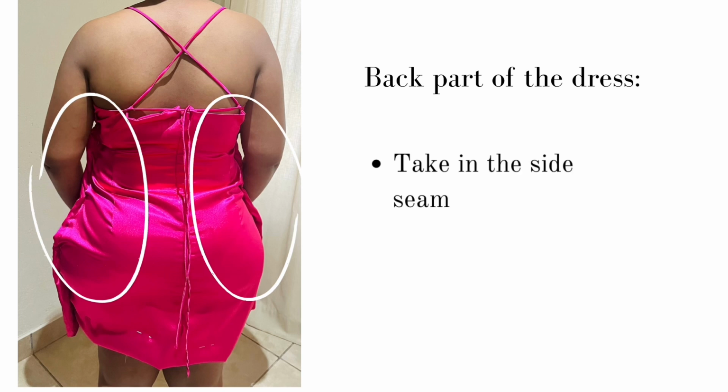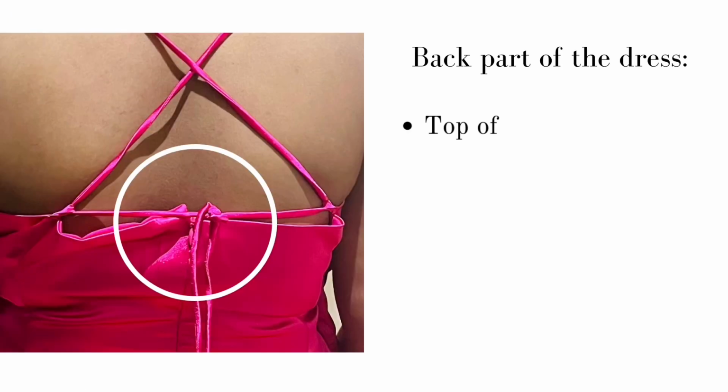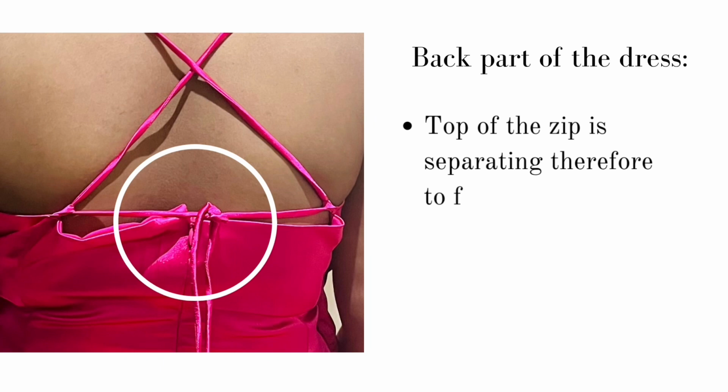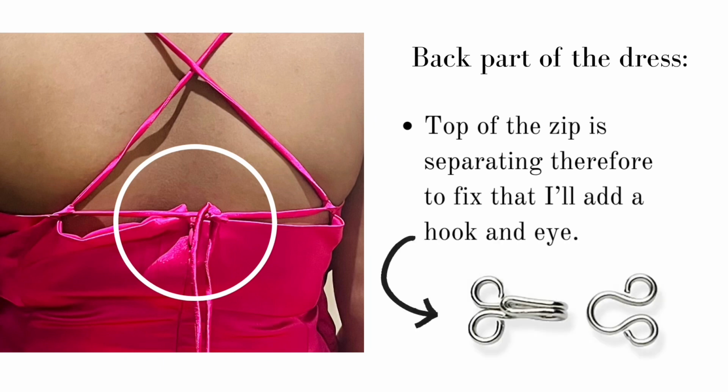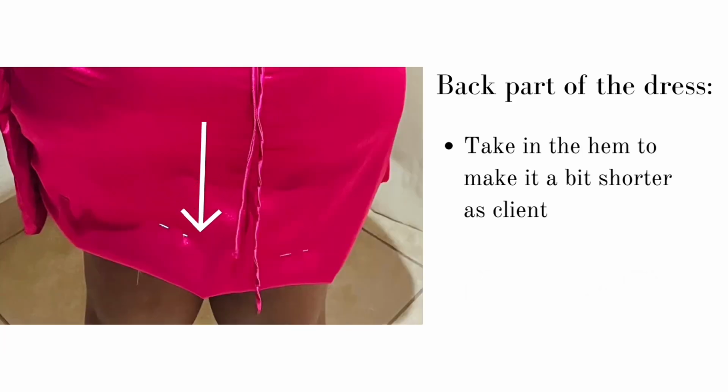And just like I've mentioned before, I'll also be taking in the size of the dress so that it can fit her better. And then I noticed that on the top part of the zip, both sides were separated or basically apart. So to fix that, I'll be adding a hook and eye. And lastly, I'll be taking in the hem to make the dress a little bit shorter as she requested.